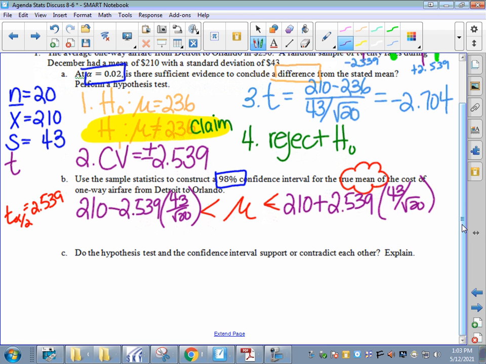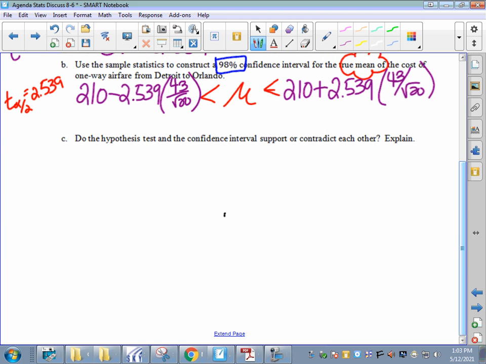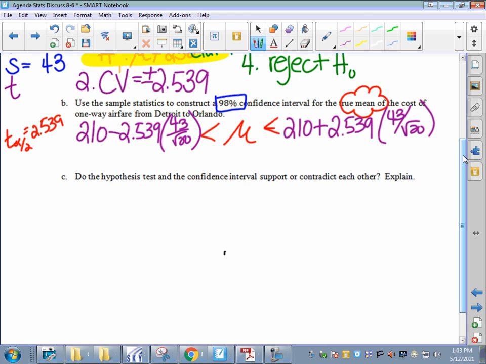Calculate that out. Let me know how you do. I went to the nearest penny. Since it was money, I probably should have gone out one more decimal place. So I ended up having a mean somewhere in between $185.59 up to $234.41.